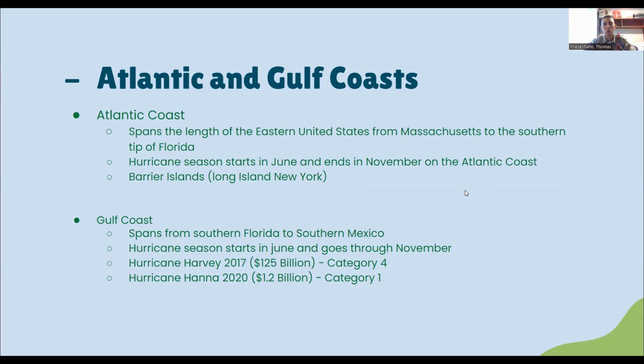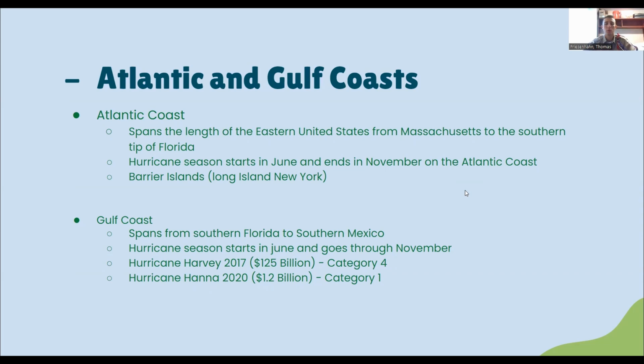It goes from southern Florida, where the Atlantic coast ends, to southern Mexico. And that is what we know as the Gulf of Mexico, or the Gulf Coast. And their hurricane season is pretty similar, June through November. And two noticeable hurricanes that we've had in Texas would be Hurricane Harvey in 2017 and Hurricane Hanna in 2020. Some stats on there about those: a Category 4 versus a Category 1, and the damages caused by those, 125 billion versus 1.2 billion.